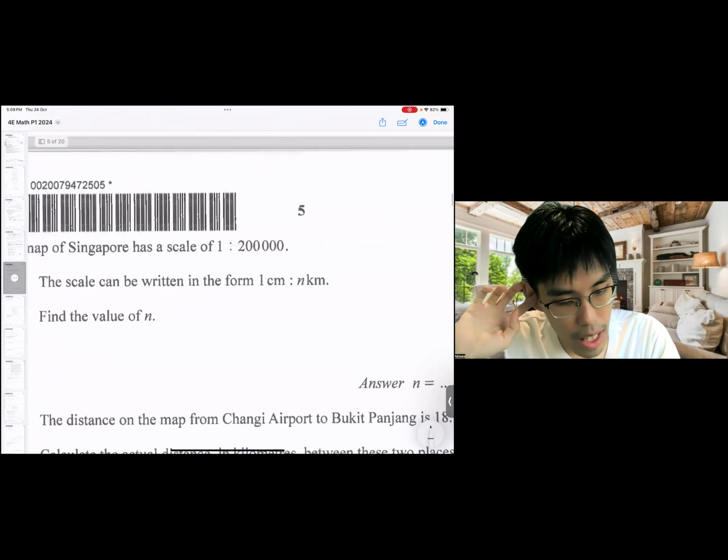Factorize. A, B, C, nothing to factorize. Take out 3 can already. So 3, 6A, 8B, plus 5C. That's all. Okay, next one.